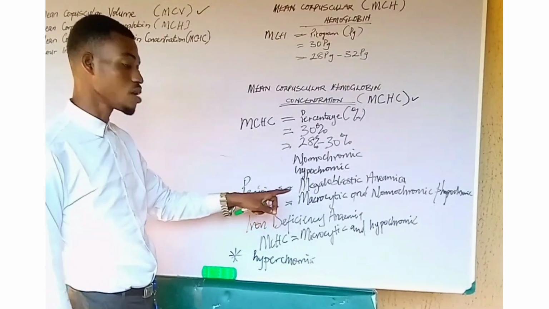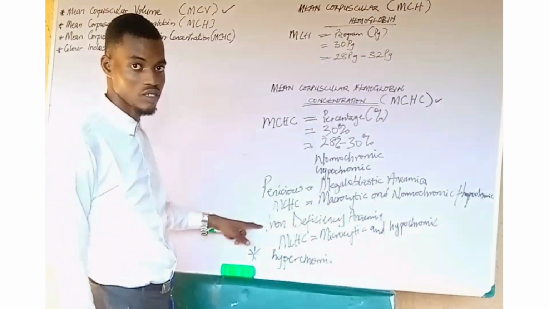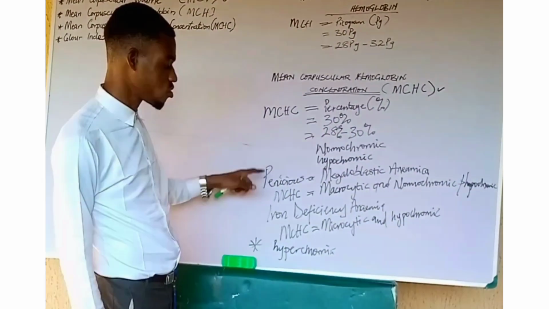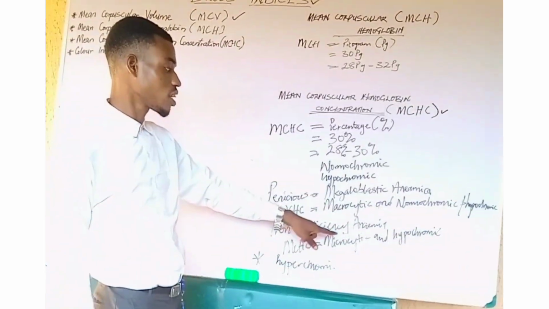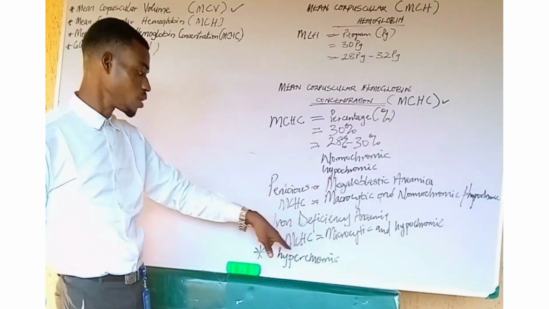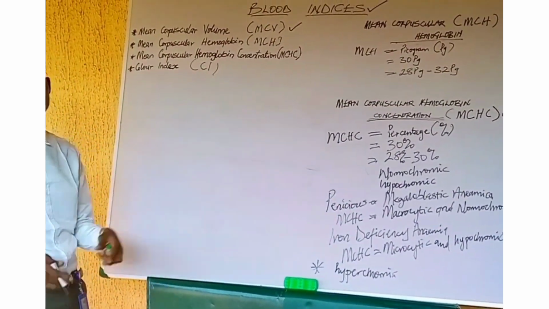In iron deficiency anemia, that is a reduction or a decrease. Alright, in mean corpuscular hemoglobin concentration, we say that it is microcytic and hypochromic. This is all about the mean corpuscular hemoglobin concentration.